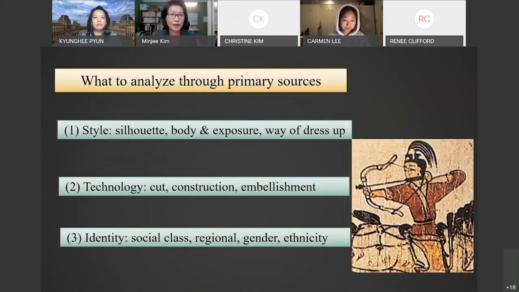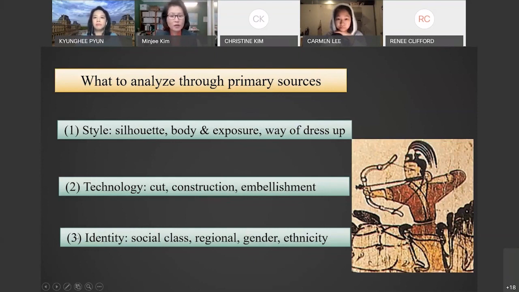And what can be analyzed out of primary sources? I want you to pay attention to the style and silhouette, whether it is a body-hugging silhouette or a body-covering silhouette, and the relation between body and garment, how the human body was represented, and the way of dressing, like whether the right panel goes over the left or the left panel over the right. Those are the ways of dressing up. And also the technology reflected in the cut, construction, and embellishment.